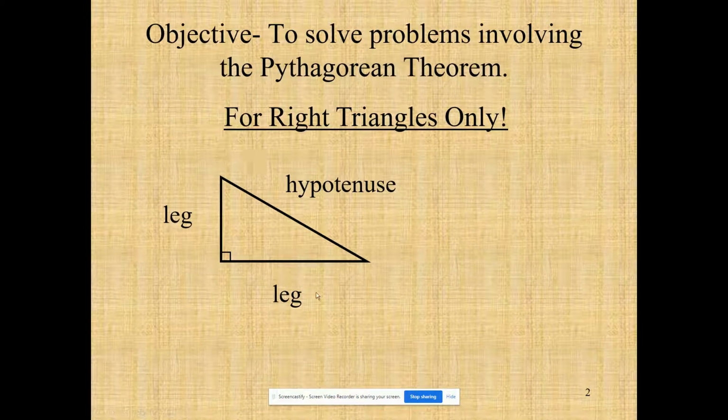Now, you've got your leg, your hypotenuse. This is leg A. This is leg B. The hypotenuse is going to be your C. Now, look at A and B. We can interchange those and make it B and A. So it doesn't matter if this one is A or B. It doesn't matter if this one is A or B. But the hypotenuse will always have to be C. So you have that. So sides A, B, and C.